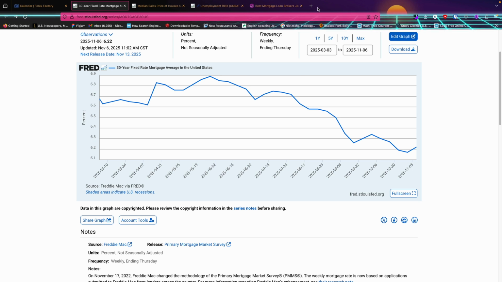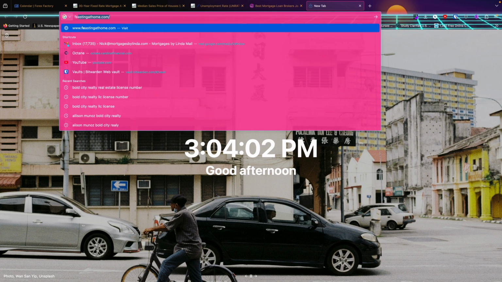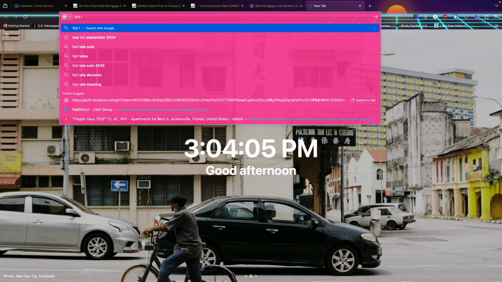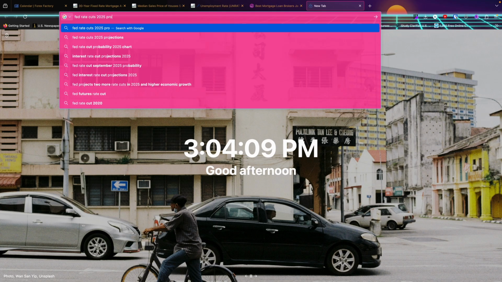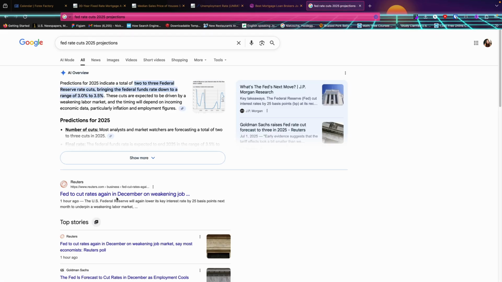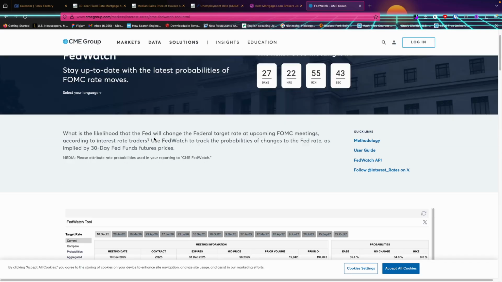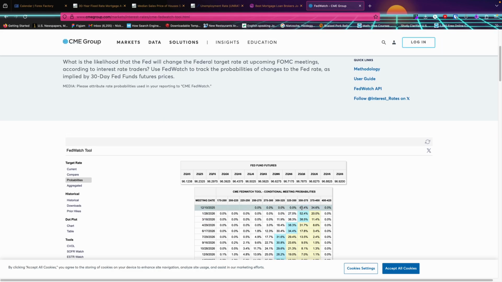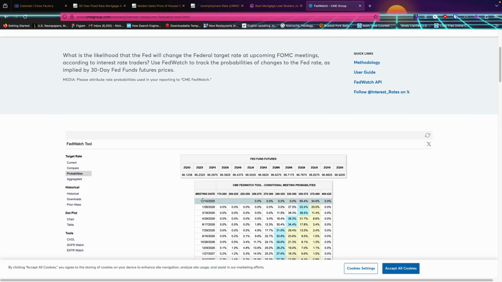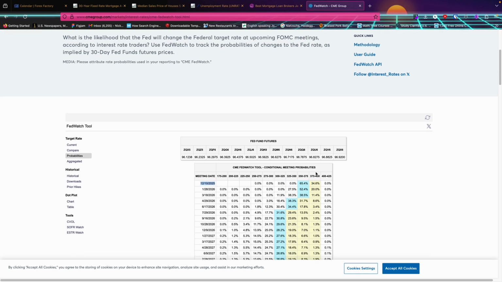And I guess while we're here, let's take a look and see what the probability is of the Fed rate cut. Let's see. Fed rate cuts 2025 projections. Oh, yeah, the FedWatch tool. So we want probabilities. Okay, it's at a 65.4% chance of a rate cut on December 10th. So, higher than a 50-50 shot.